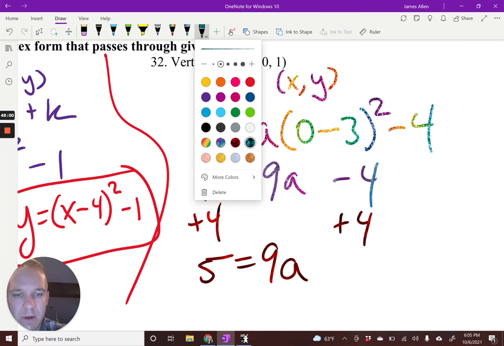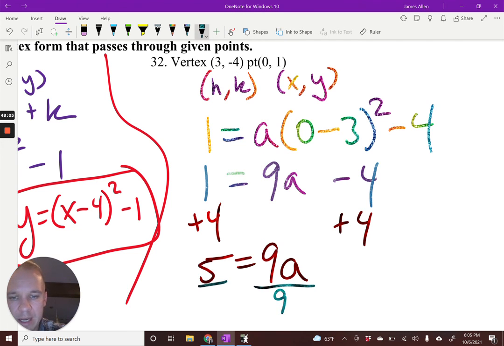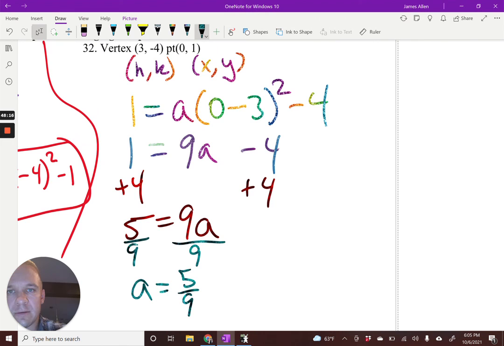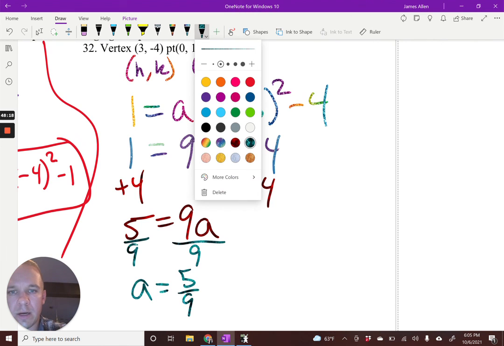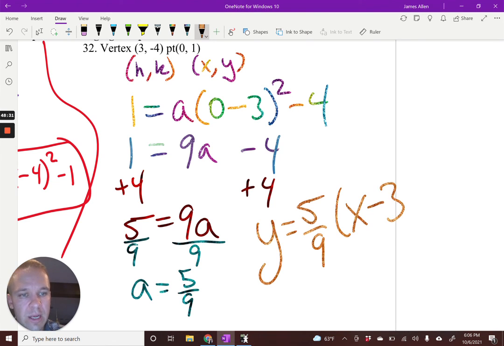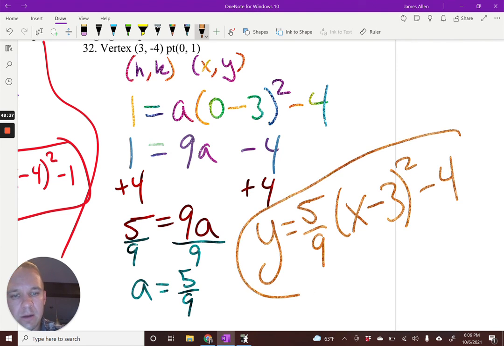I'm going to divide by 9, or I'm going to use a new marker too because I want to use all these now. Divide by 9. And I get a equals 5/9. Okay, so my final answer here, and I'll use one more marker here. I guess this one looks fun. All right, we get y equals 5/9 times x minus h, which is 3, squared minus 4. There's our k.